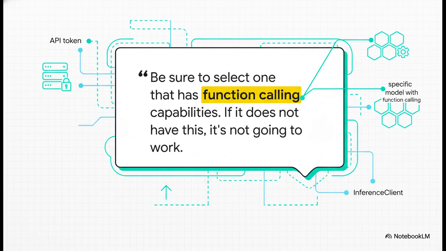The model has to support function calling, or tool use. This means it's been specially trained to recognize when a tool could help answer a question, and to respond with a structured request. Not all models can do this, so picking the right one is step 1.